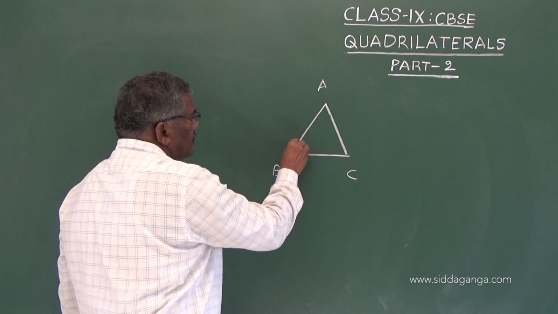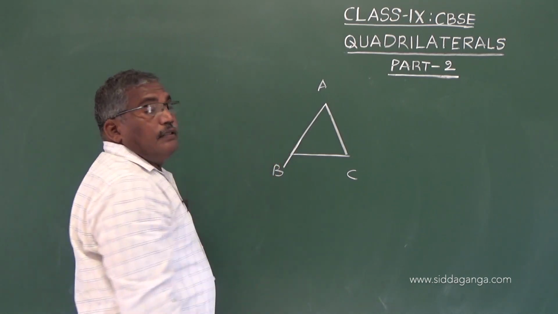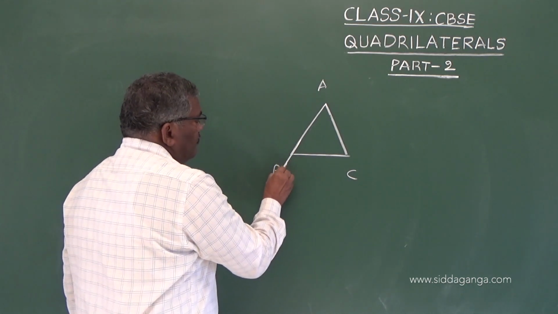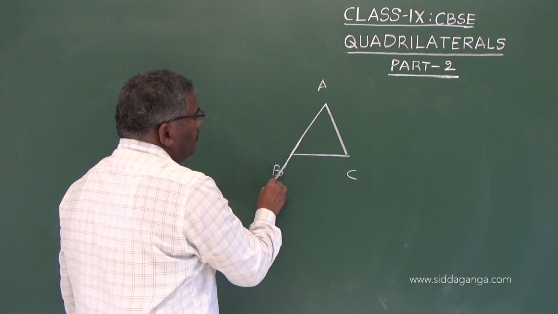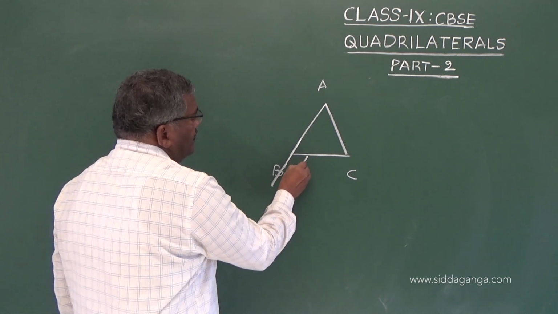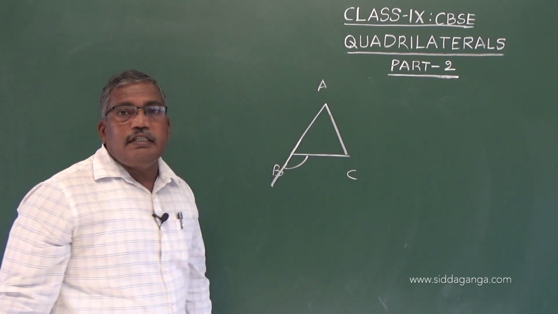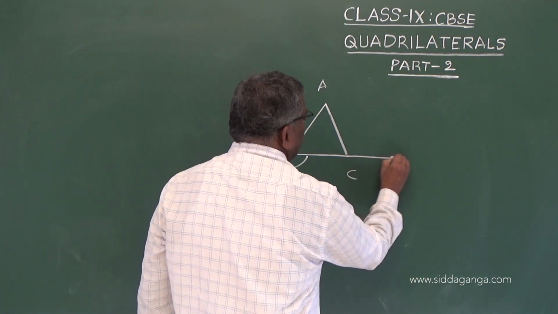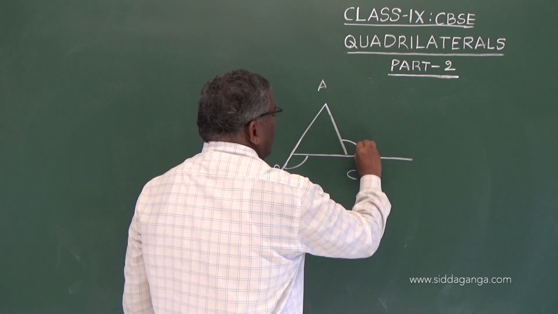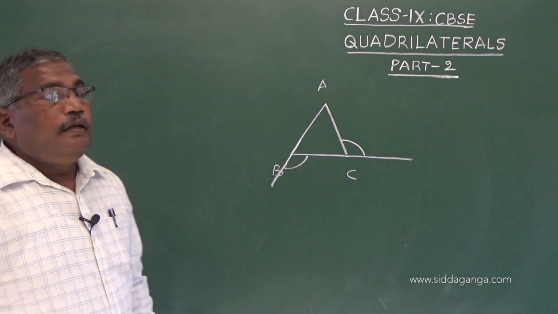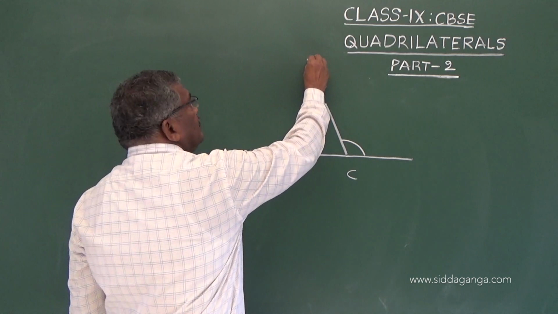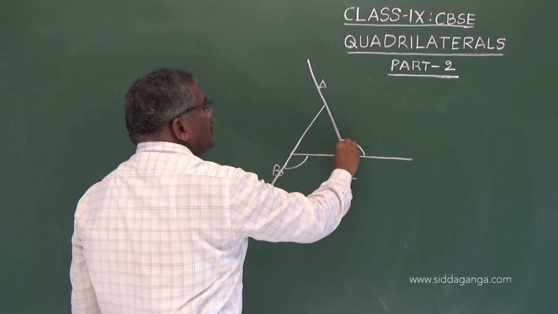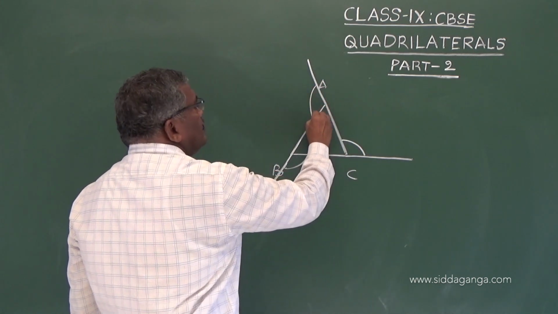Suppose if I extend this side, this is the extended line. With the extended line, one of the sides, that is side BC, is forming an angle. This is known as the exterior angle. Suppose if I extend BC, this is the exterior angle formed. Now if I extend CA, this is the exterior angle.